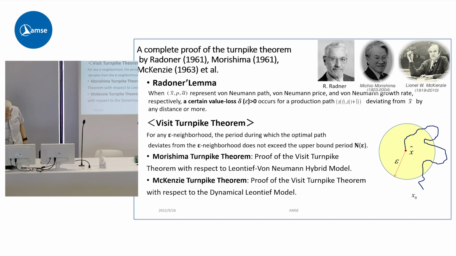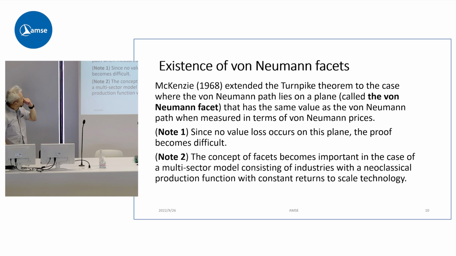And McKenzie extended the Turnpike theory more, the so-called existence of the von Neumann facet case. It's kind of flat. So the von Neumann ray is not a ray, but kind of a plane. In that case the proof is a little bit more difficult, because no value loss occurs on this plane. So the proof becomes a little bit difficult.